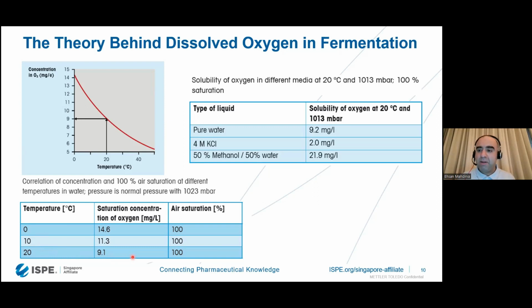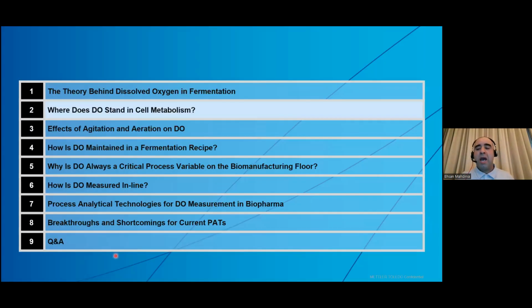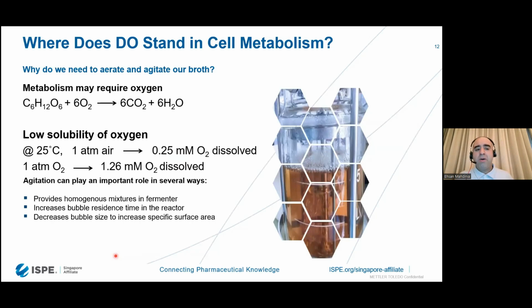The higher the temperature, the lower the solubility of oxygen. So at 37 degrees Celsius, where most fermentation and all cell culture takes place, you have such a lower concentration of soluble oxygen, perhaps 3 or 4 ppm in the broth of our fermentation or cell culture, right? As a result, we are really limited by the low solubility of oxygen in our fermentation. That opens up the next topic in our discussion, how dissolved oxygen stands in fermentation.